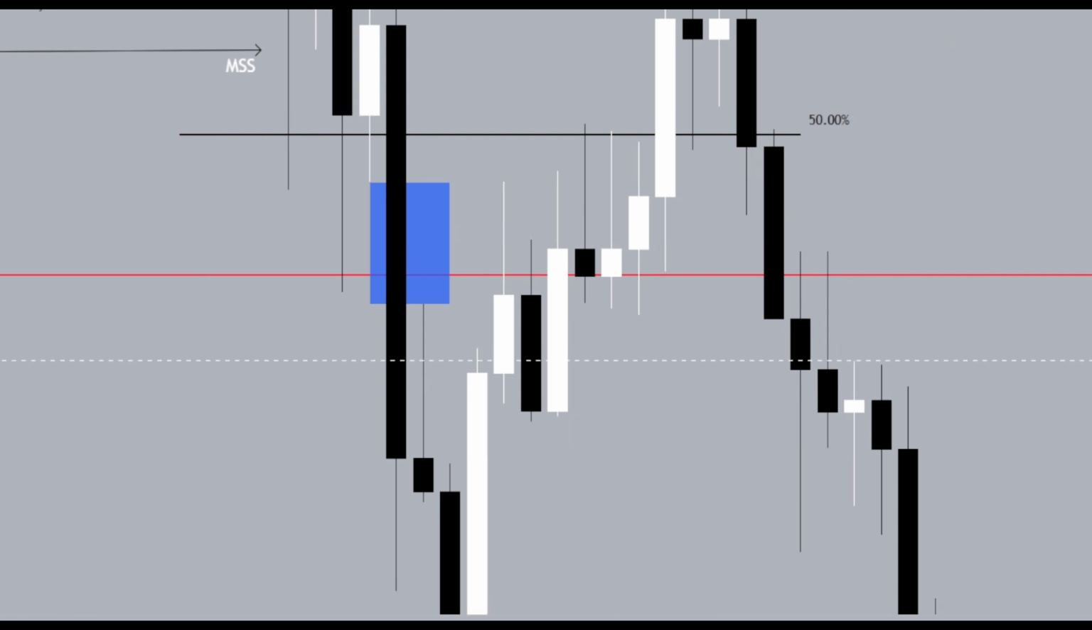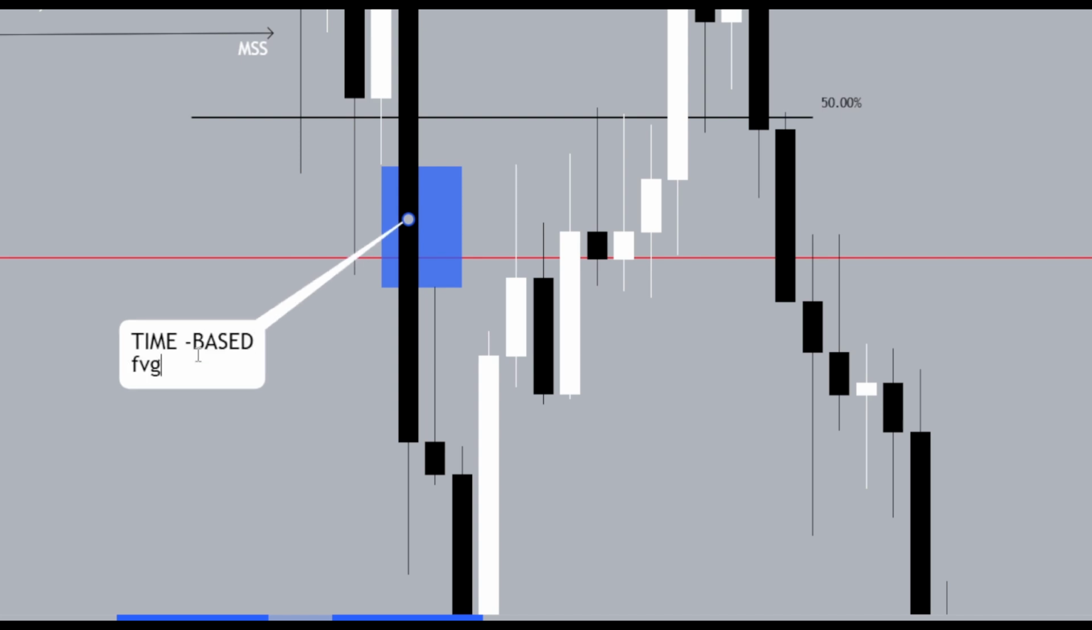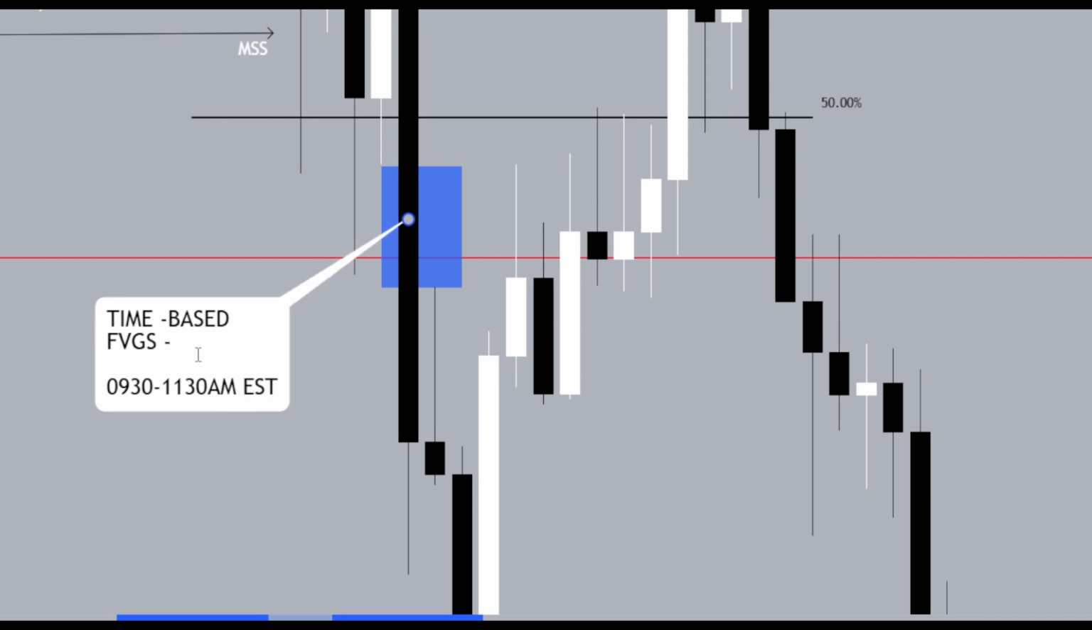And the next thing you want to do, which is very important for ICT concepts, is make sure you're keying off a fair value gap in a specific time window. So you might have heard me referring to these as time-based FVGs, right? Or time-based fair value gaps. A time-based fair value gap simply means you want to be trading during the New York session, right? So the New York session is 9:30 to 11:30 a.m. Eastern Standard Time, right?